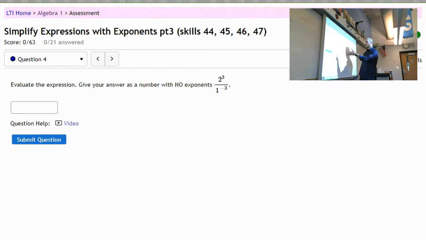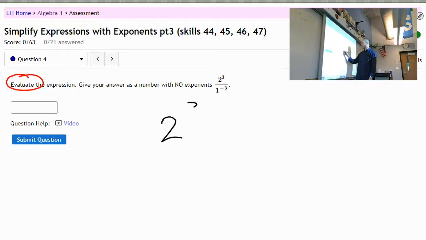It's a different one. So evaluate the expression. Evaluate means what the rest of the directions say. Evaluate is different than simplify. Simplify means you give your answer in exponent form. Evaluate, that's what this one says, give your answer as a number with no exponents. So I'm going to deal with the exponents first to simplify, because that's going to make the problem easier to evaluate before I just start plugging everything into my calculator.